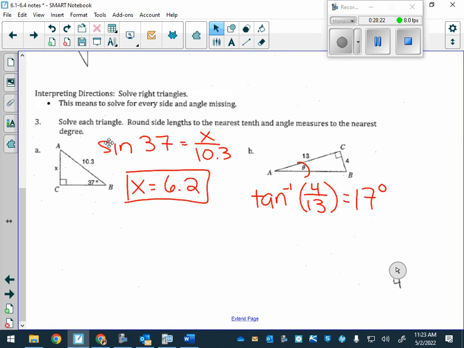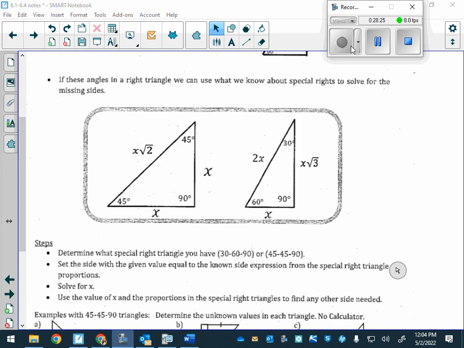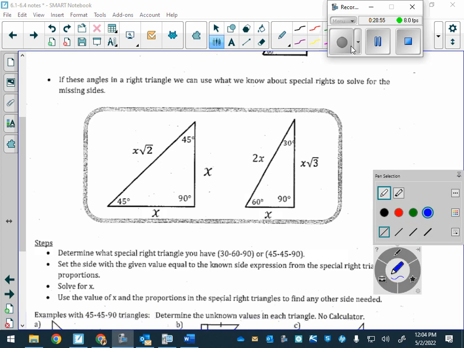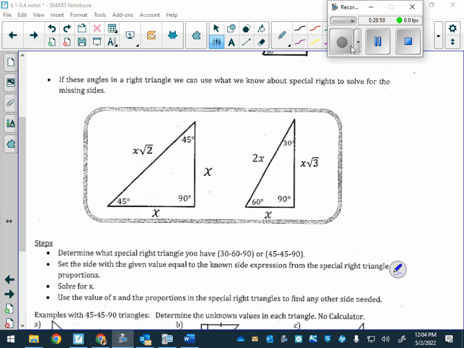Okay. All right. We are going to stop right there. If we had to pinpoint the level of importance, this is top notch. This is what we have to recall, what we have to remember, our special rights. So we are starting with special rights. This is the last thing we are doing today in terms of remembering our special rights, finding different side lengths, and so on and so forth.